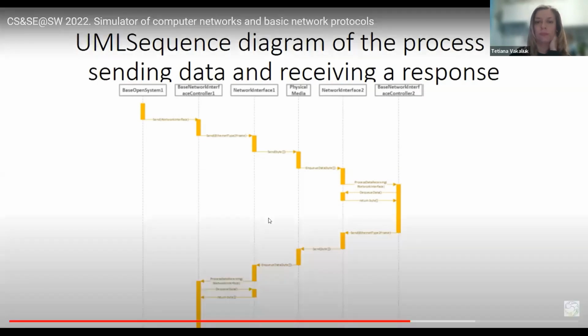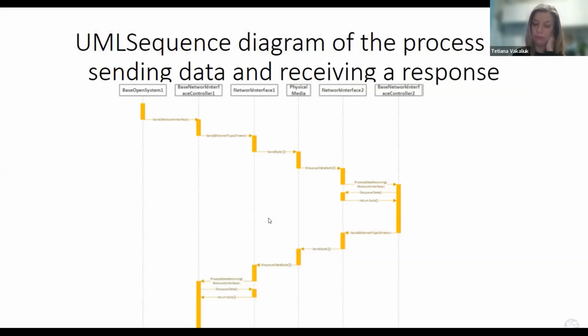One of the main processes of a computer network simulator is sending data from one device to another, provided that they are connected. The process of sending data begins in the base open system class in the send data method. This method takes an instance of the internet time to frame class as the parameters, and knowing from which MAC address the data should be sent, selects the network interface with the corresponding MAC address and calls the send method of this interface.